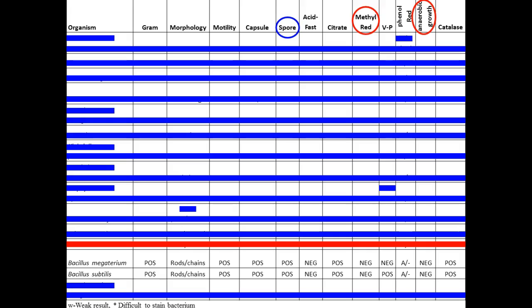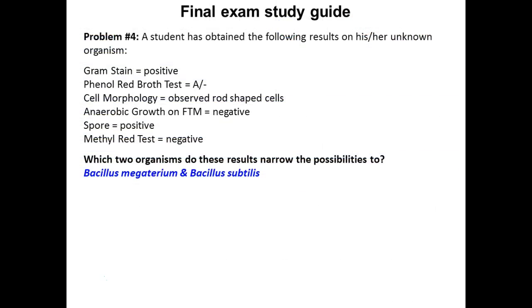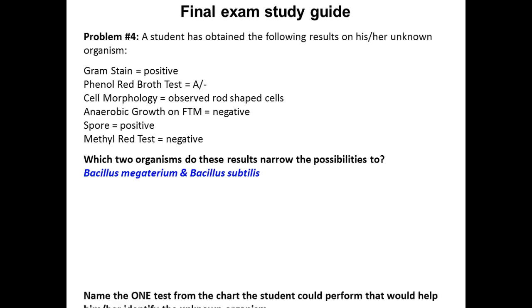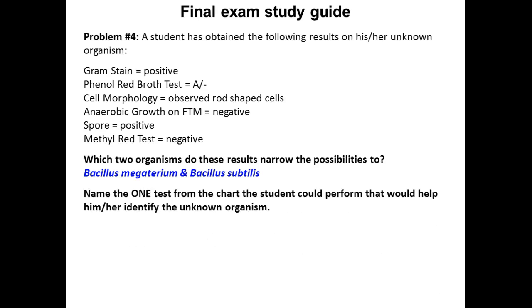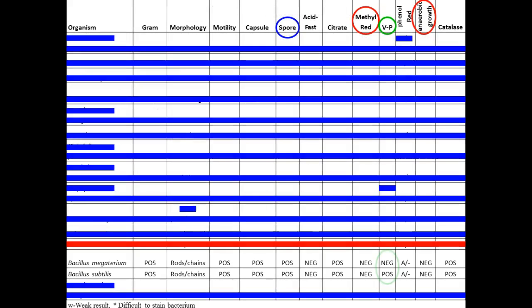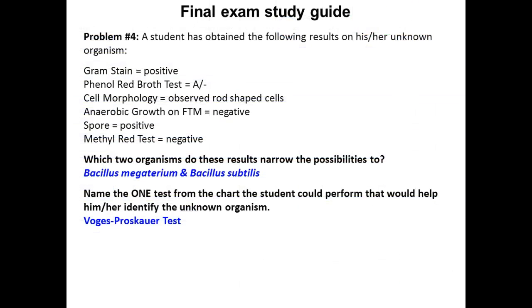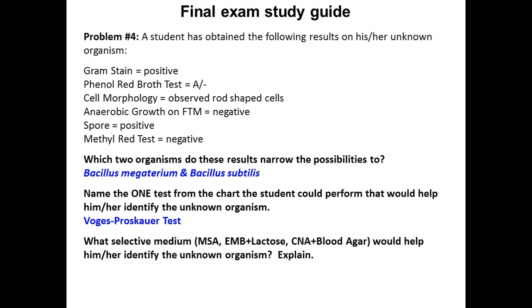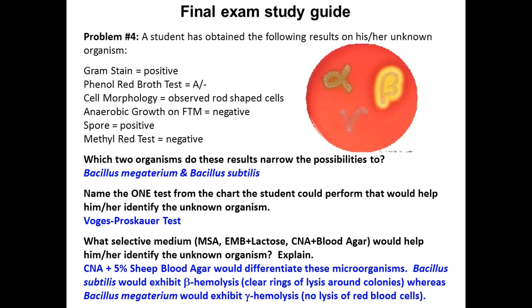These guys, again, only one test result is different for these 2 organisms, right? And that is the VP. So what one test? The Voges-Proskauer test. What media would help us out? Blood agar, right? And again, we don't expect you guys to memorize this one, but the Bacillus cereus would be beta hemolytic, and the megaterium would be gamma, which is no hemolysis.